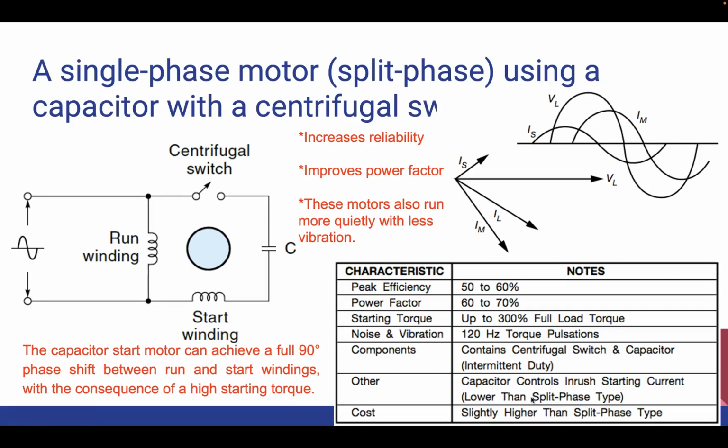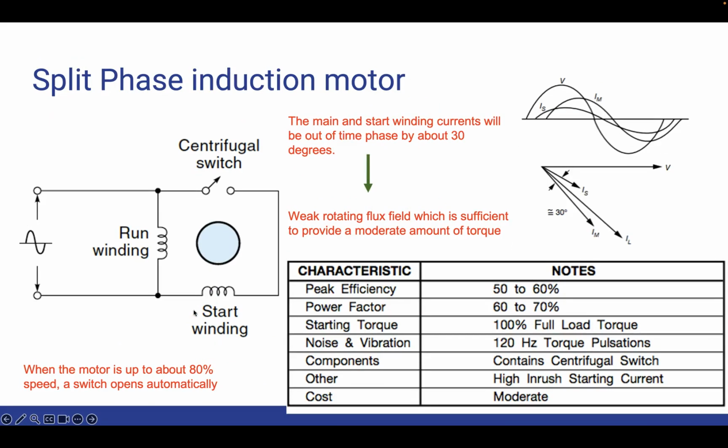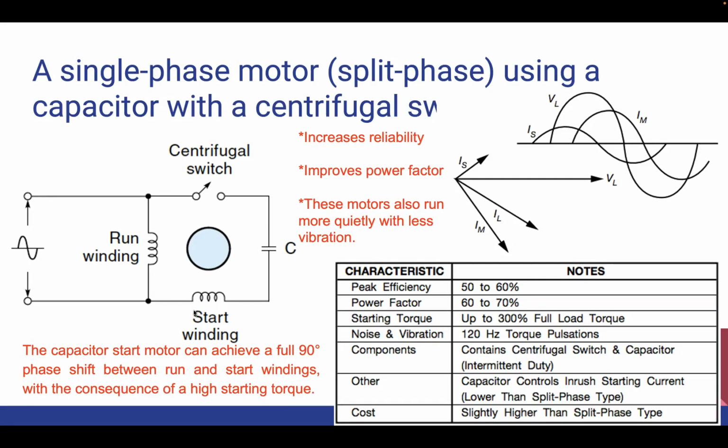Moving forward, this is a single phase motor using a capacitor with a centrifugal switch. The change compared to the previous one is that here we have a capacitor added to the circuit. Previously we just had the run winding and the start winding. Now we have the capacitor over here. When the motor is started, the centrifugal switch that you see is closed, and the capacitor causes the current in the start winding to lead the current in the run winding.